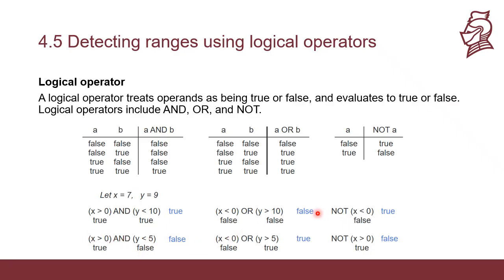And if you look over here at this or, x is less than 0 or y is greater than 10, neither one of those is true, so this or statement is false. But x is less than 0, that's false, or y is greater than 5, that's true. So this whole expression evaluates to true. And then in terms of not, x is less than 0 is false, so not x is less than 0 is true, right? So when you evaluate the whole thing, it evaluates to true because this just inverts that value of false.